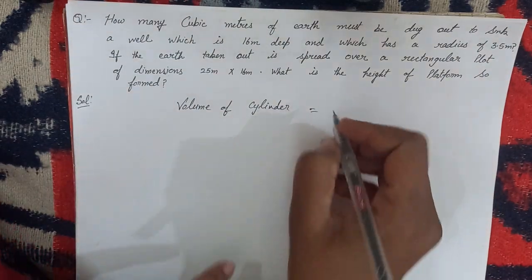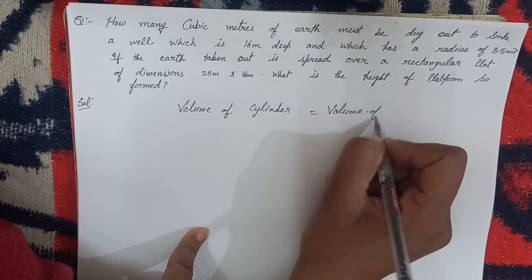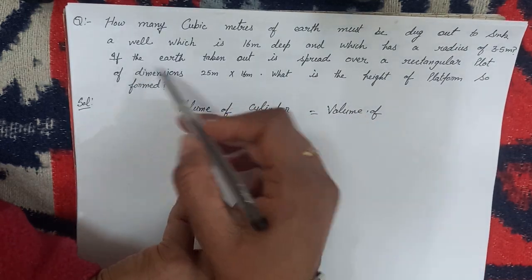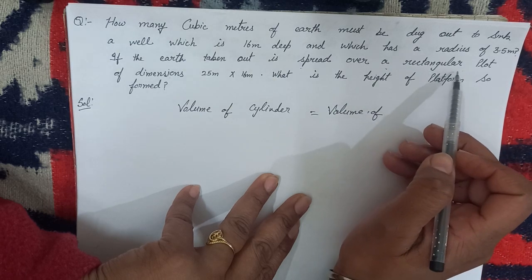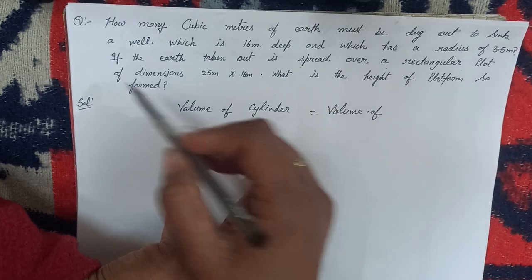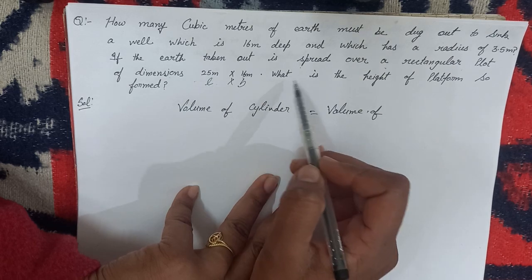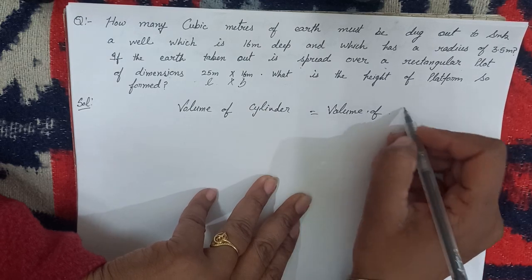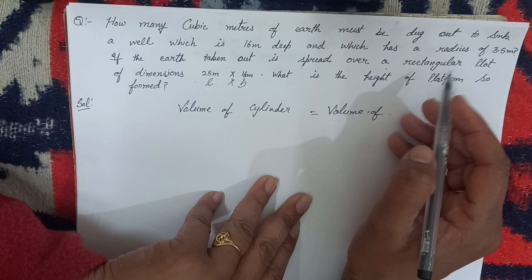Volume of cylinder is equal to the volume of whatever shape they talk about. Now they are saying the earth taken out is spread over a rectangular plot of dimensions, this into this, which means its length and breadth are given, and we have to find the height of that platform.